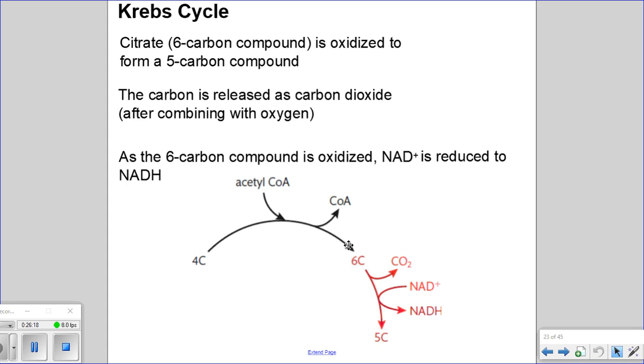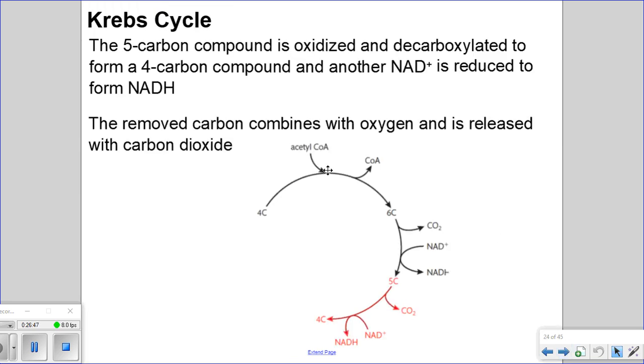Now this will get oxidized, and as it gets oxidized, a carbon is lost in the form of CO2. So we go from a 6-carbon compound to a 5-carbon compound. And as it gets oxidized, this is where NAD plus gets reduced to NADH. So we have another transfer of electrons and hydrogen. So we have another bit of energy that's transferred.